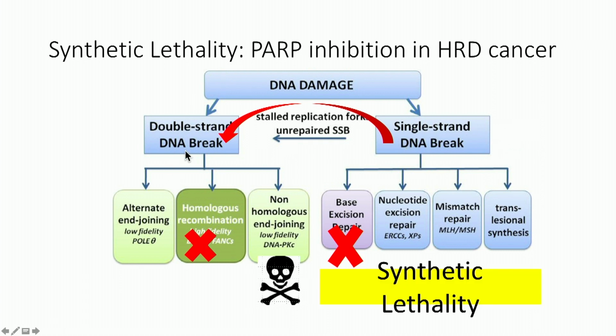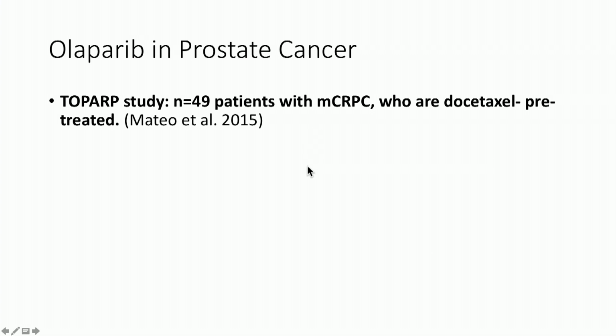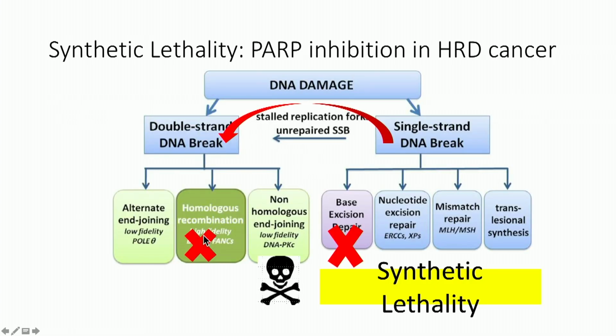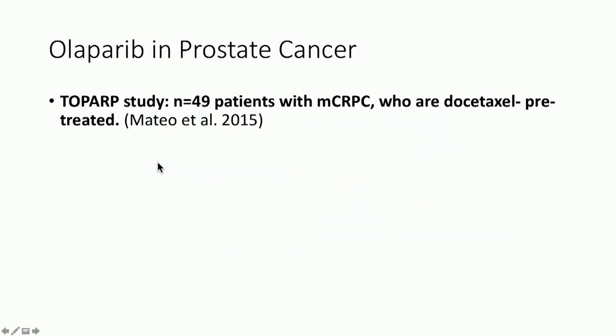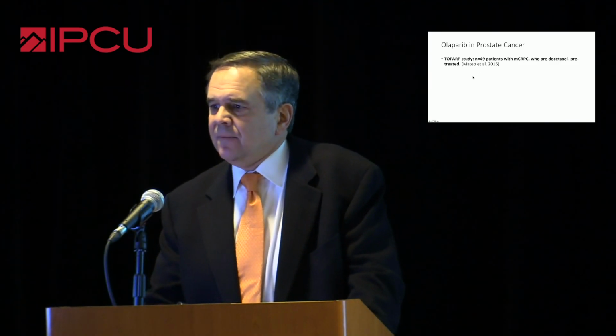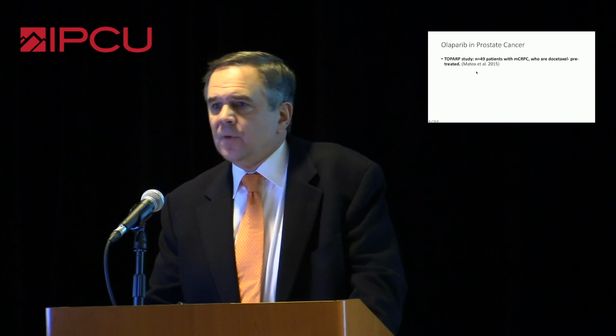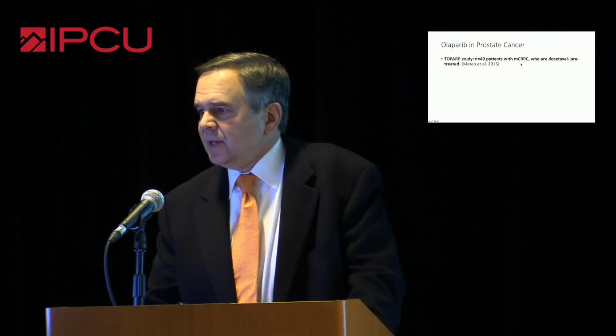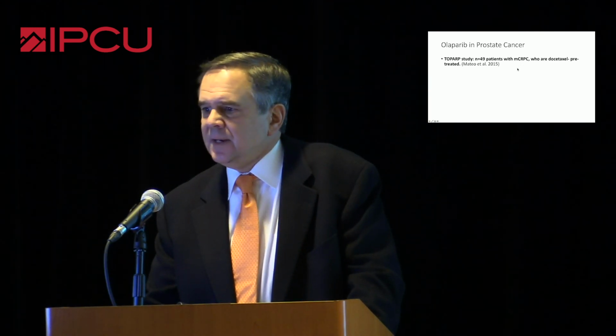So if you don't have the ability genetically to repair through the double-stranded break pathway, and you inhibit the single-stranded break pathway, which is where the PARP inhibitors act, the cancer cells undergo apoptosis and die, and you can cause cell death. So the first clue that this was actually an active drug in prostate cancer came from the PARP study, which took 49 men with metastatic castrate-resistant prostate cancer who were docetaxel pretreated.